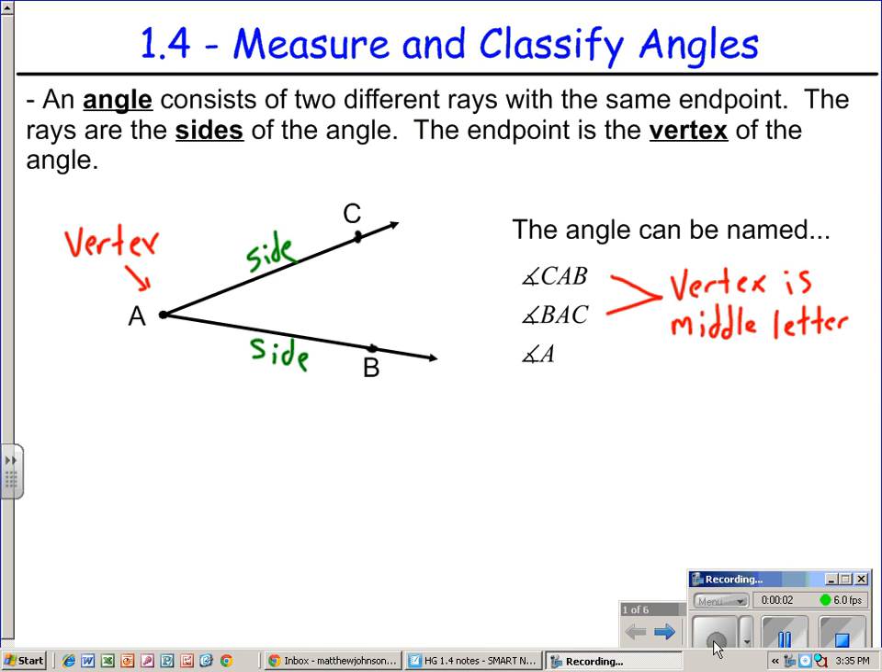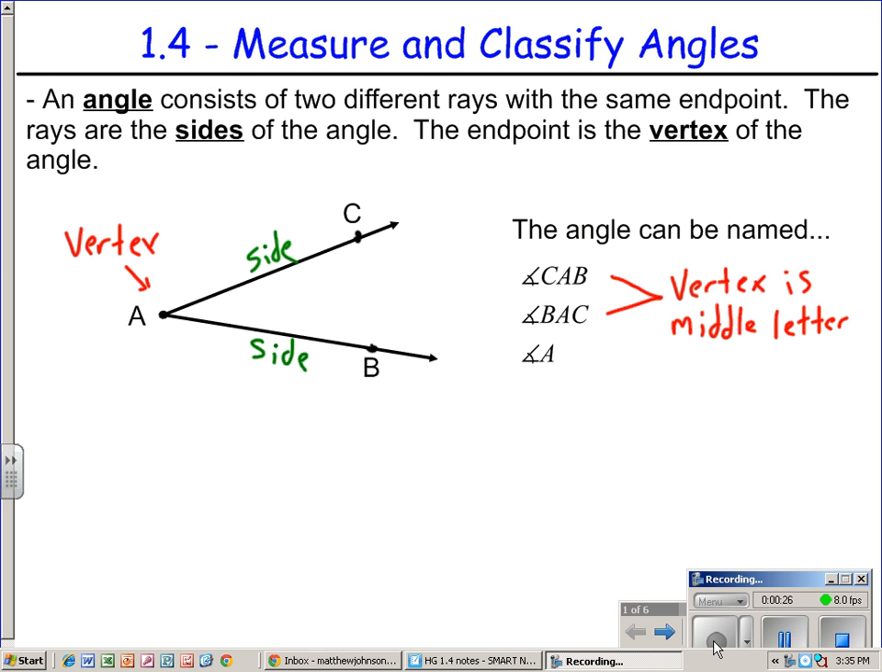Evening, everybody. These are the notes for section 1.4, measure and classify angles. As we go through this, you'll notice there are a lot of things that are similar, at least some of the postulates and properties of what we talked about with segments. But now, obviously, we're talking about them with angles. So, first thing, defining an angle, what it's made of, and just some of the terminology that goes with it.